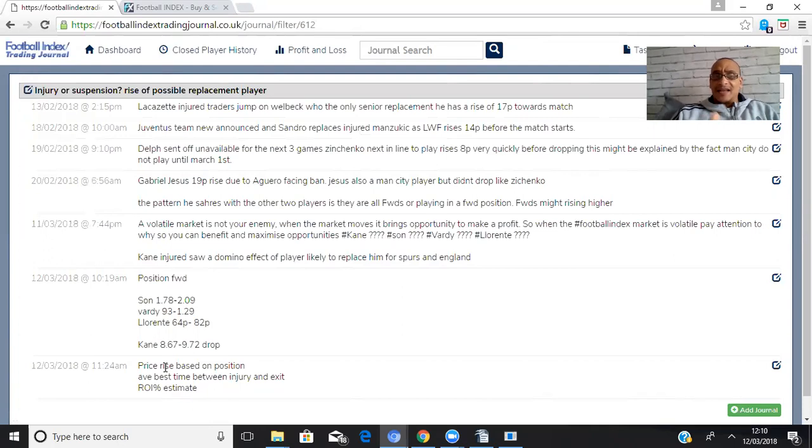But the status is obviously important. So if a defender who plays for Burnley got injured, it's not going to have the same impact as a defender who plays for Manchester United. And this is the type of information that over and over again will give you that edge.